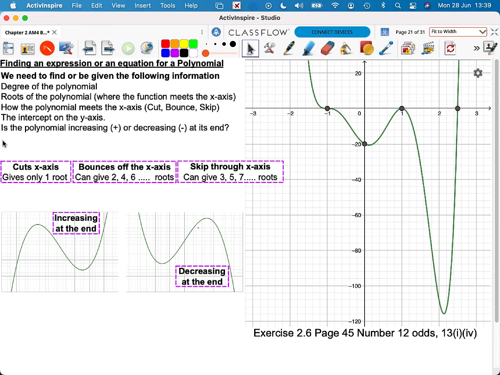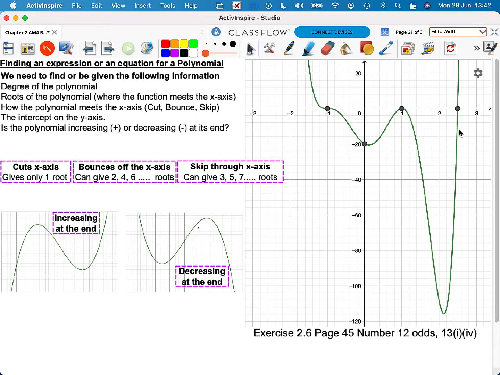Okay, the purpose of today's lesson is to be able to derive the equation of a polynomial. We do this by looking at how the polynomial interacts with the x-axis, and where it cuts the y-axis if we're given enough information.